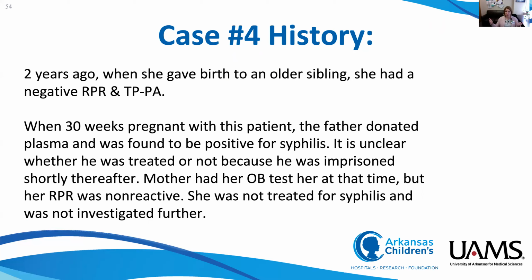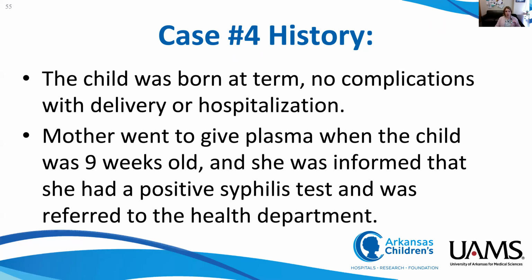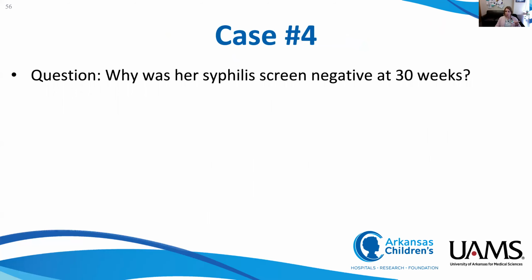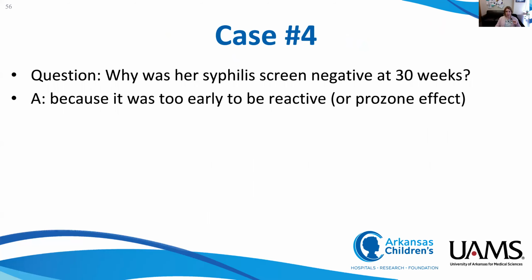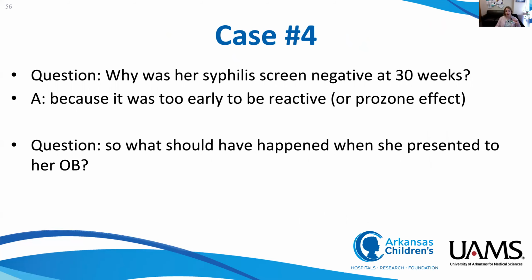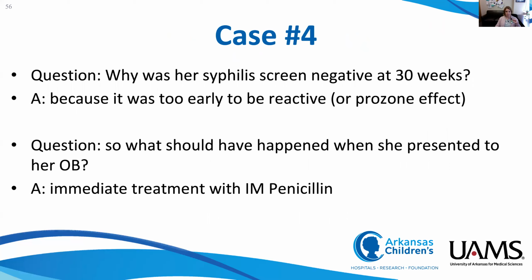And mom had her OB test her at the time, and the RPR at that time was non-reactive, but she didn't get treated and they didn't retest her again. So the child was born at term, no complications or anything. And it wasn't until giving plasma, when the child was 9 weeks old, that this positive test on the mom was found out. So why was her syphilis screen negative at 30 weeks? Well, it may have been because it was too early to be reactive, because it was in that 90-day period, or it could have been the prozone effect. And when she presented to her OB like that, she probably should have gone ahead and been treated with IM penicillin.